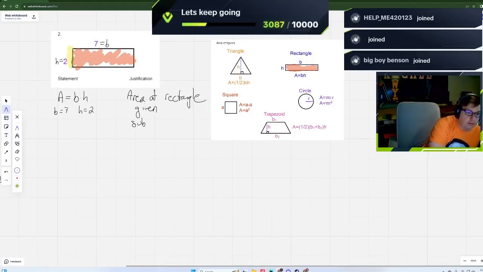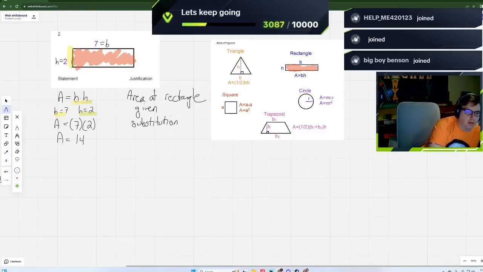Then once we get that, substitution. So we're going to substitute these numbers into our equation. So area equals, and let's highlight what we're doing, B and B, and then H and H. Okay? So we have these two different variables that we are going to change the letters to the actual numbers that they are. So we are going to do 7 times 2. And our area is going to come out to be 14.